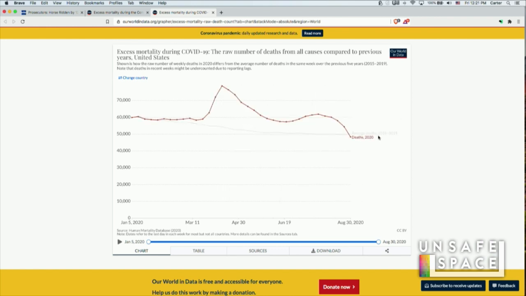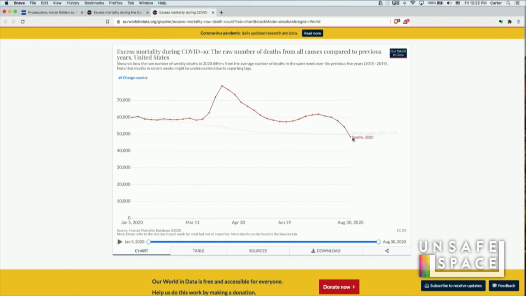Now, their average is only 2015 to 2019, and they're doing raw death numbers, not death rate. So I would say my method is better because I'm comparing apples to apples more than they are. And actually, my method makes these lines closer together, oddly enough.